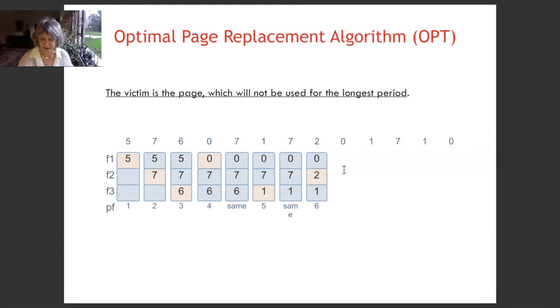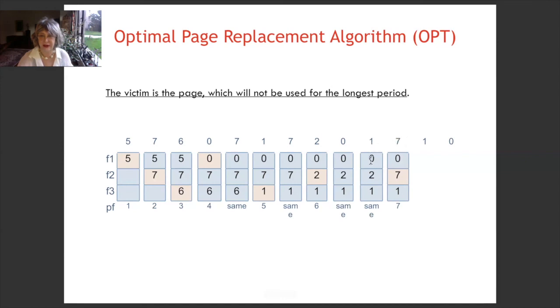And there's a reference to page 0. It is already in the memory. There is no page fault. Now there is a reference to 1. It is again in the memory. A reference to page 7. It is not in the memory.